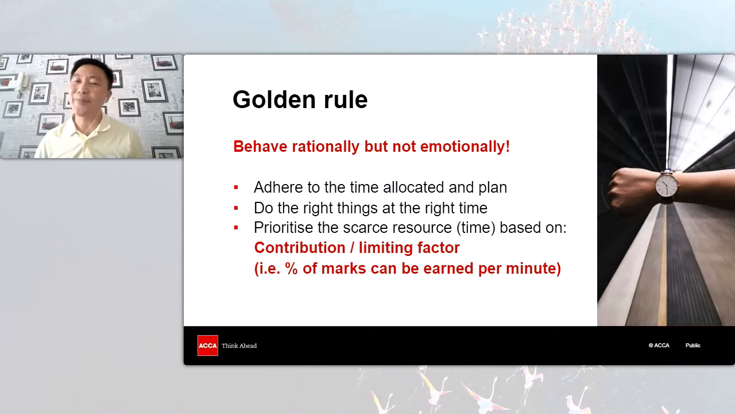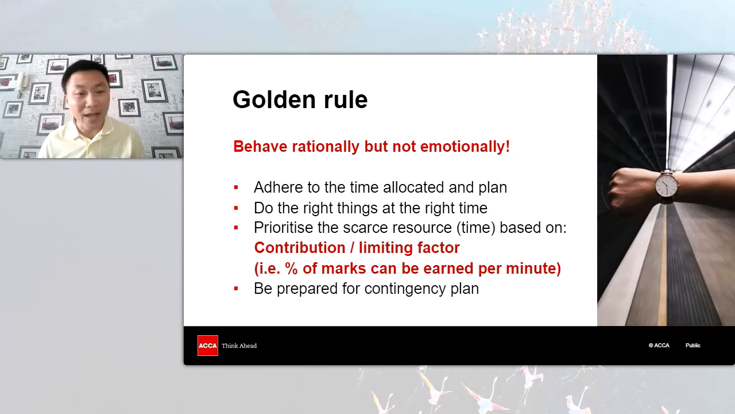Last but not least, as I mentioned to you a moment ago at the start of the webinar, you always need to have a plan B, a contingent plan. Now, Mr. Chan, what exactly is the contingency plan that you have for us? Well, there is more than one contingent plan, but your contingency plan is ultimately to ensure you survive with 50 marks.